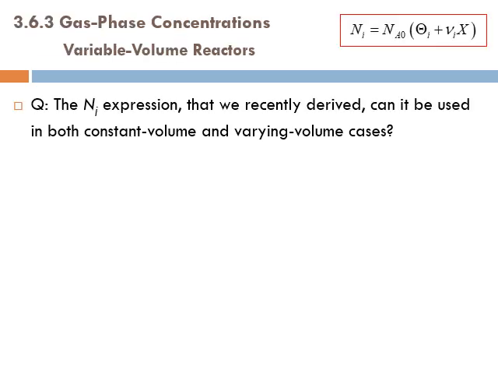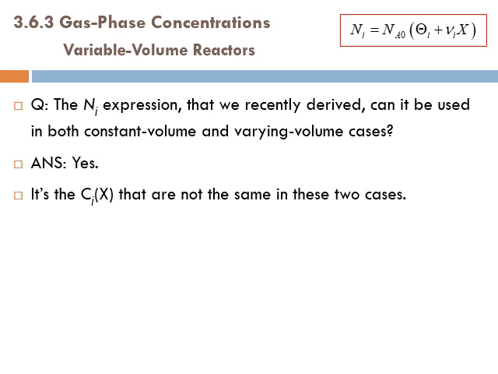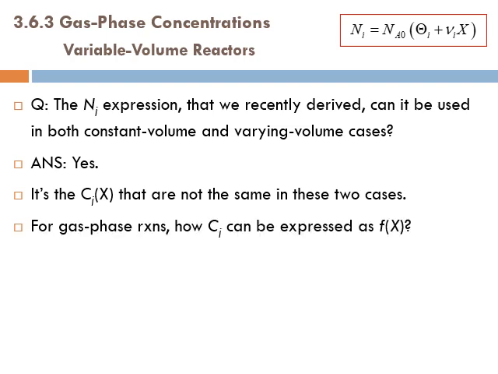So I have a question for you here. The N_i expression that we recently derived, can it be used in both constant volume and varying volume cases? Of course, the answer is yes. It's the concentration, C_i(X), that is not the same in the two cases. For gas phase reactions, how can concentration be expressed as a function of X?